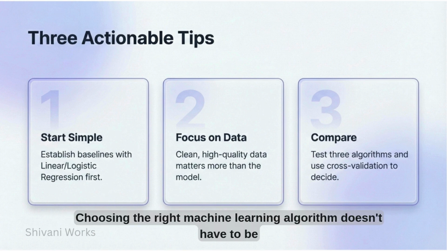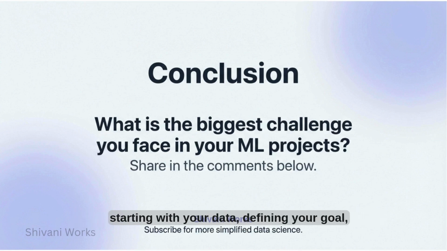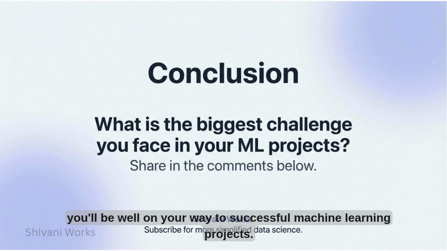Choosing the right machine learning algorithm doesn't have to be overwhelming. By breaking down the process into clear steps, starting with your data, defining your goal, and matching it to the right algorithm, you can make confident, informed decisions. Remember, start simple, validate your results, and keep experimenting. With this approach, you'll be well on your way to successful machine learning projects.